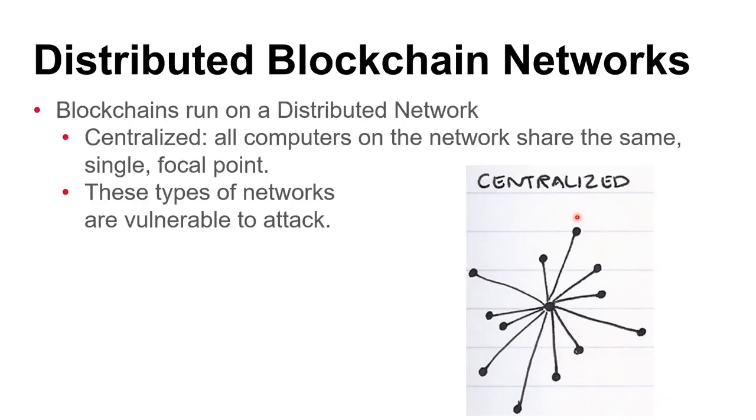The blockchain runs, again, on a distributed network, and you can see here what a centralized network looks like. There is this central focal point, and all of the nodes on the network communicate through that central focal point. These types of networks, as you can imagine, are very vulnerable to attack, because you can bring down the whole network by just attacking the central focal point.